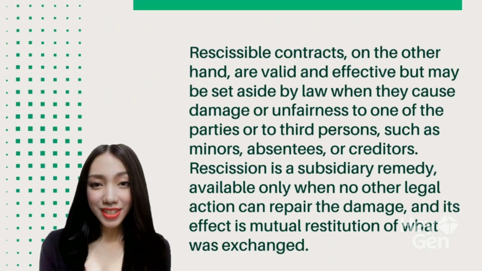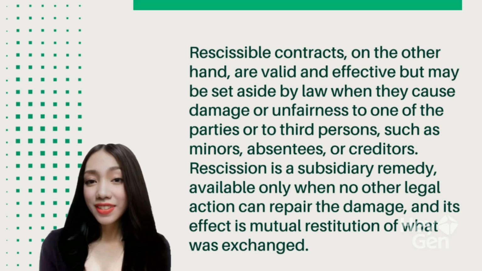Rescissible contracts, on the other hand, are valid and effective, but may be set aside by law when they cause damage or unfairness to one of the parties or to third persons, such as minors, absentees, or creditors. Rescission is a subsidiary remedy, available only when no other legal action can repair the damage, and its effect is mutual restitution of what was exchanged.